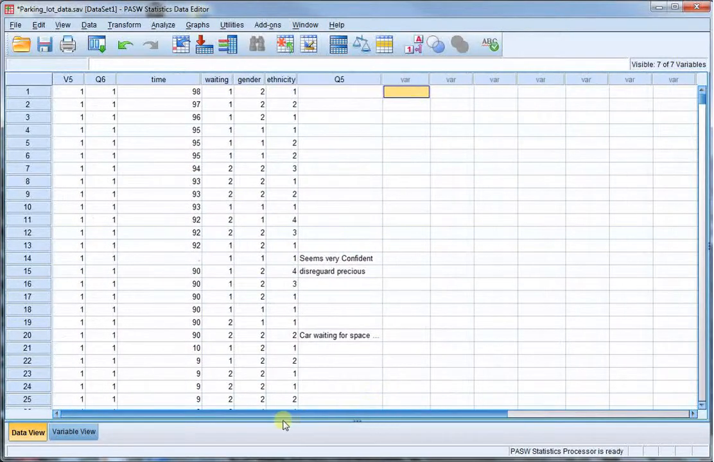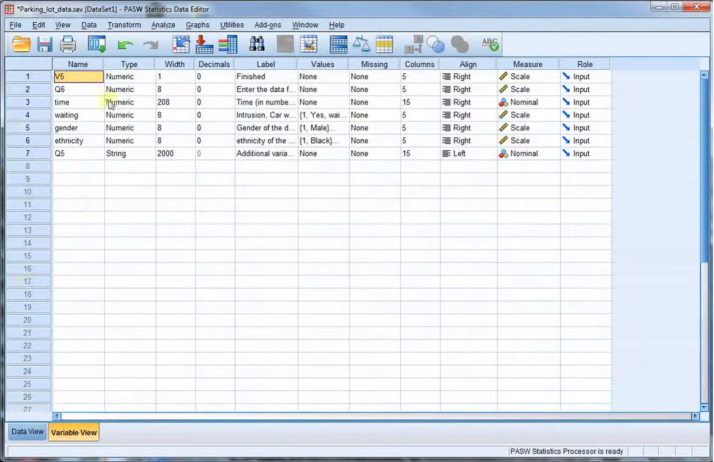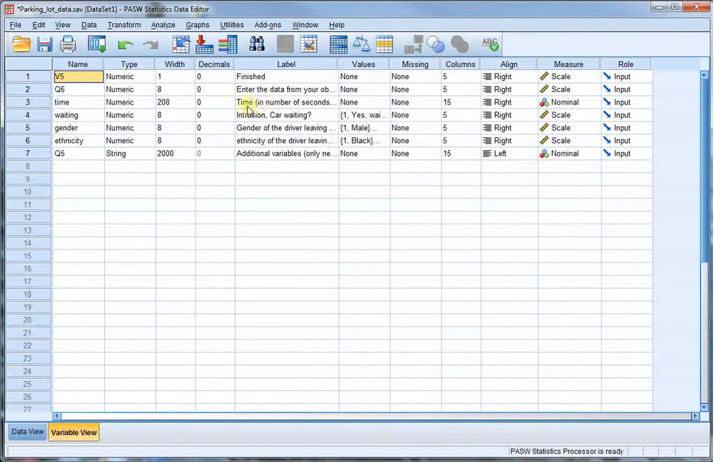So here we have our data set. Down here, if I go to the variable view, you can see the different variables we have. The ones we're most interested in are going to be the time, whether or not there's a car waiting or not waiting, and we're going to look at the gender of the driver today.